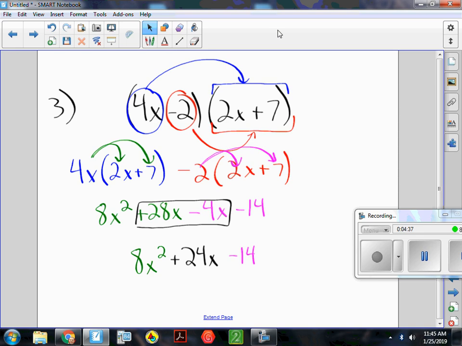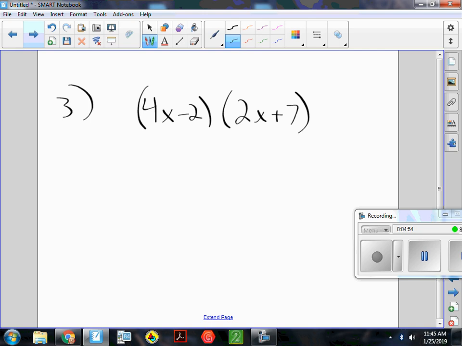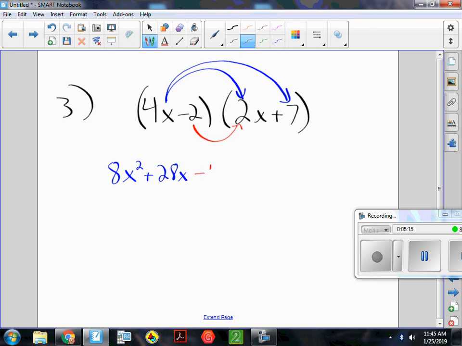Example 4, I'm going to go through really quickly, kind of use the same one, 4x minus 2 and 2x plus 7. So this is kind of example 3 again. Another way to organize your thinking is to just draw more arrows. So 4x times 2x gives you 8x squared. 4x times 7 gives you 28x. I realized that my first one should have been a squared, 8x squared plus 28x. Then I do the negative 2 times 2x, so minus 4x, and negative 2 times the 7 is negative 14.